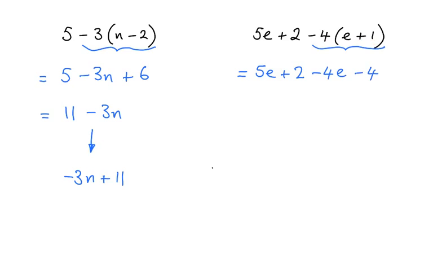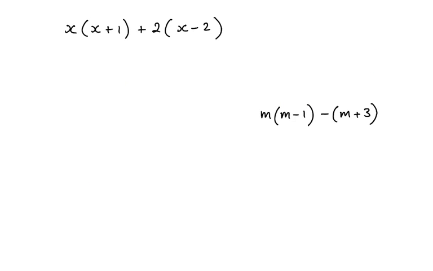Now once again, we need to collect like terms. And the like terms, there are 2 of them. We've got e's and we've got integers. So let's collect the e's first. 5e minus 4e is a single e, and 2 minus 4 is minus 2. And we now move on to the final page.